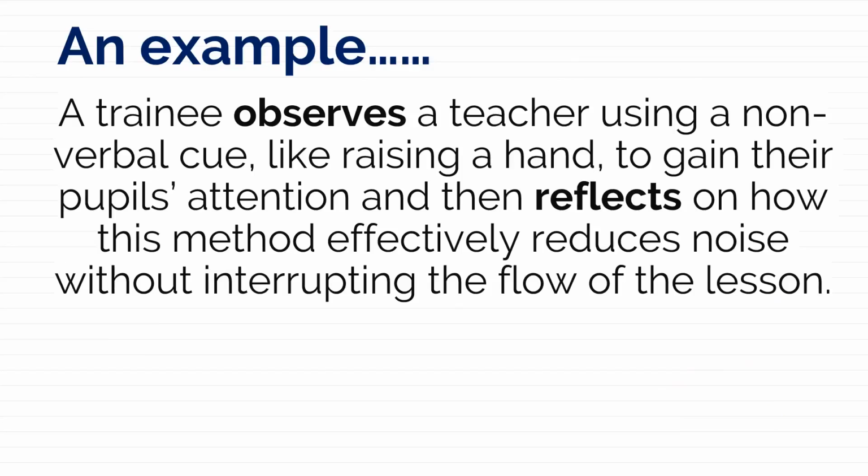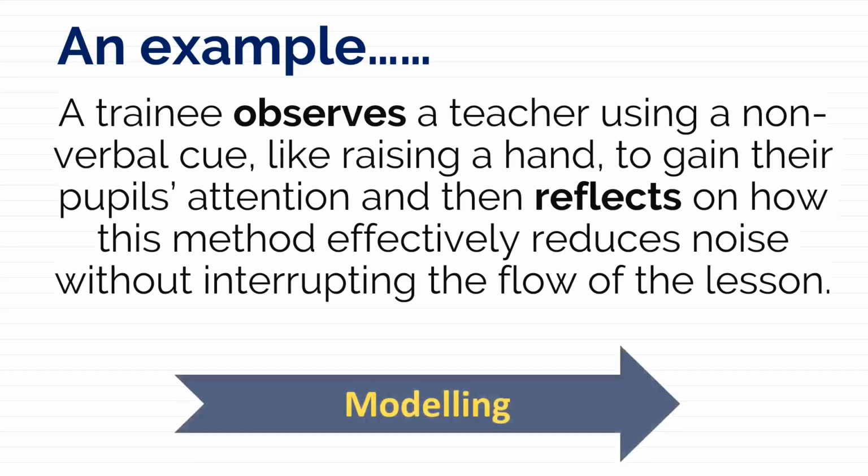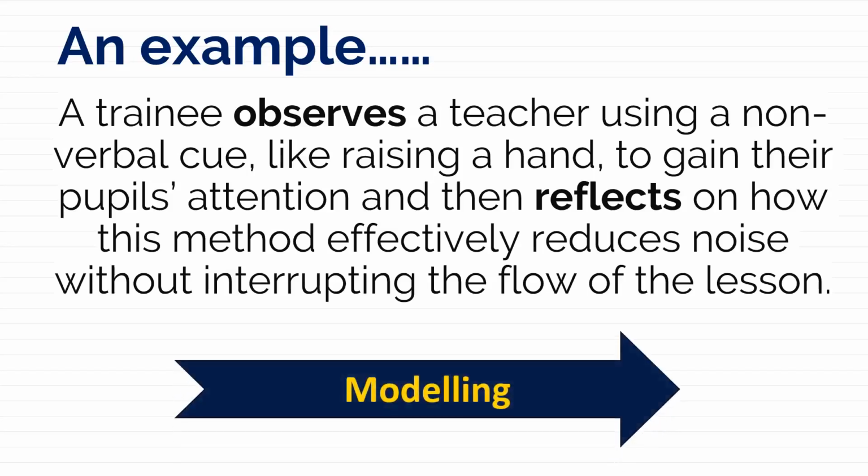So let's take our first example. A trainee observes a teacher using a non-verbal cue, that could be raising a hand, to gain their pupils' attention, and then reflects on how this method effectively reduces noise without interrupting the flow of the lesson. Is this modelling, scaffolding, or deliberate practice? Well, this is an easy one. This is straightforward modelling. They observe it, they reflect on it, with the hope that they will then go on and do it.